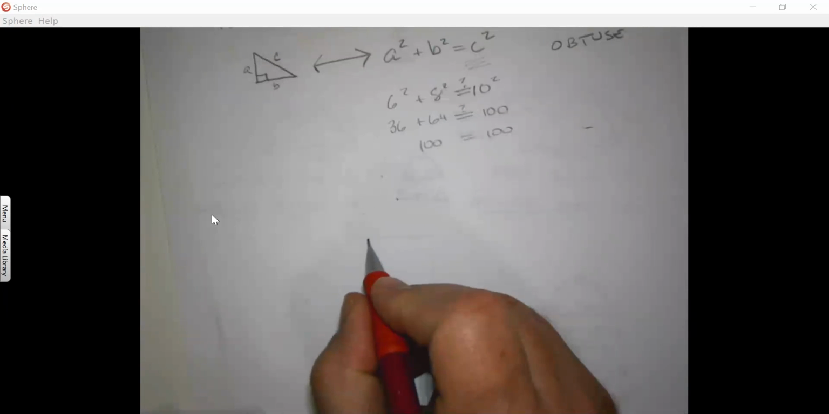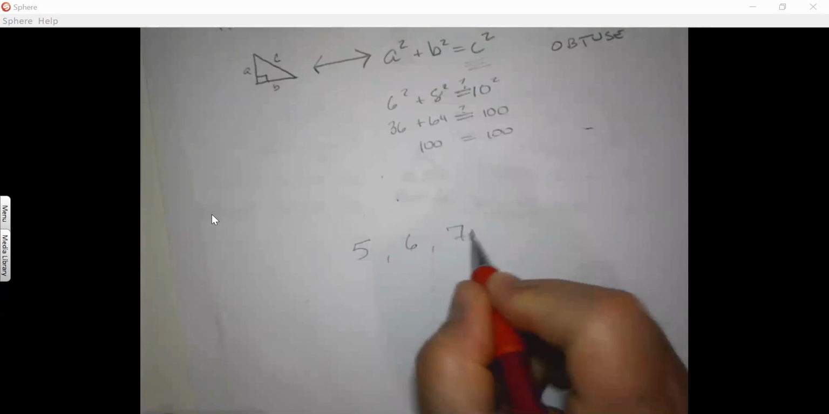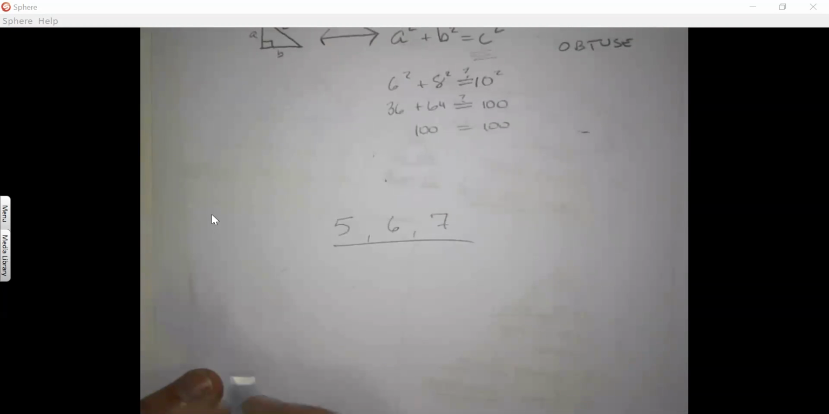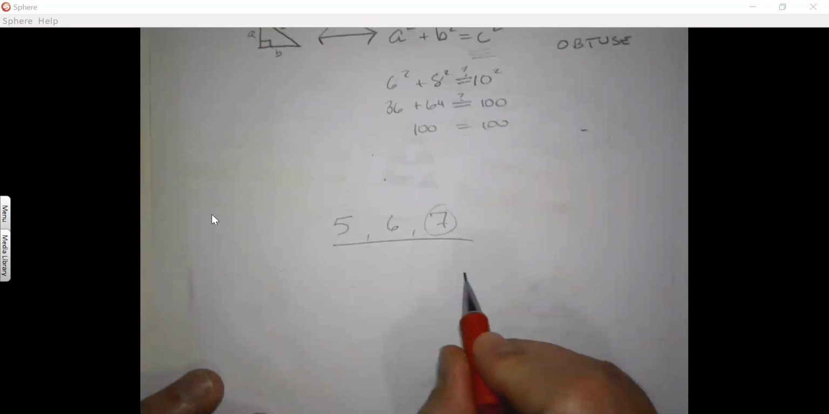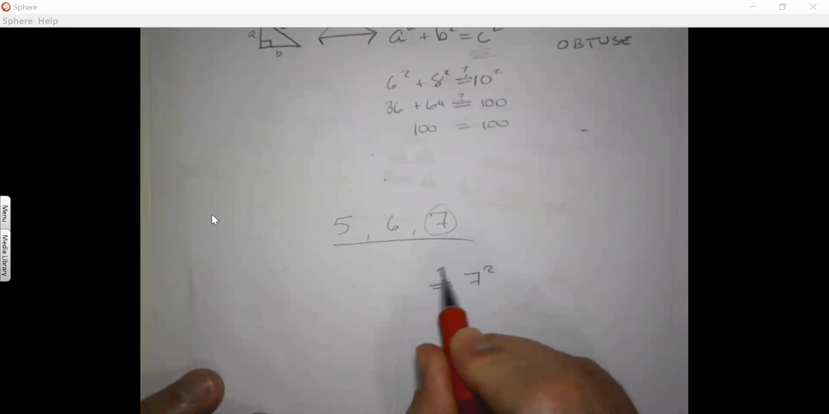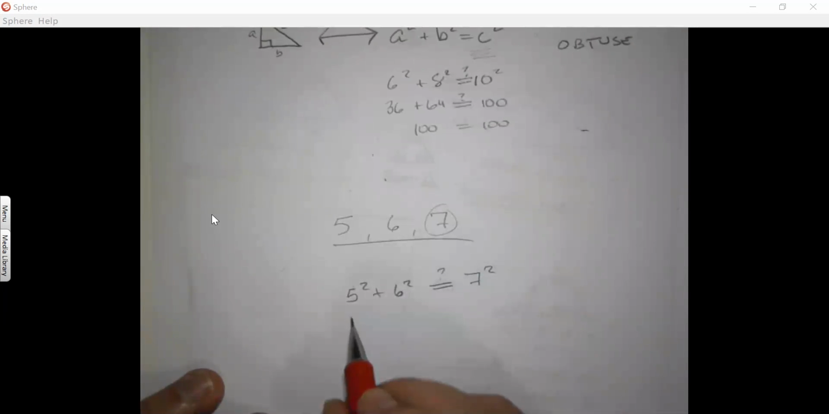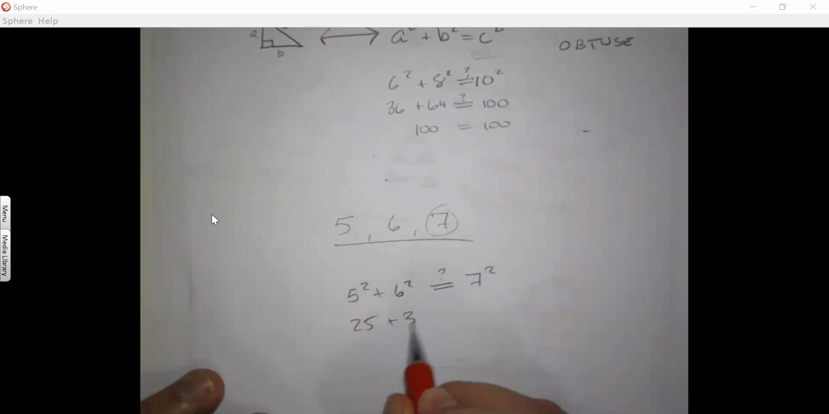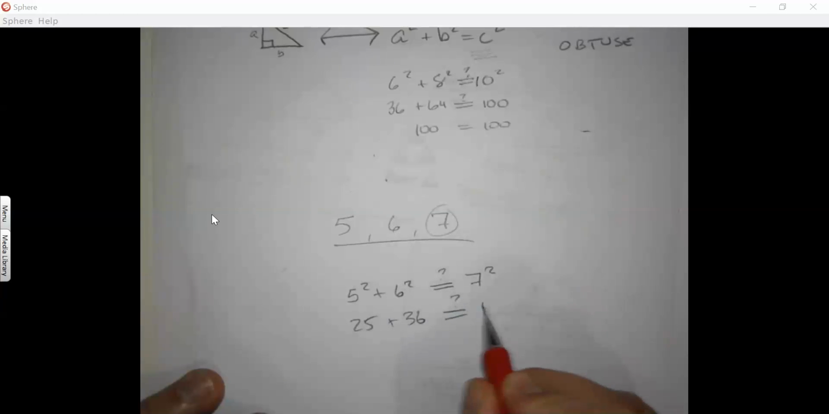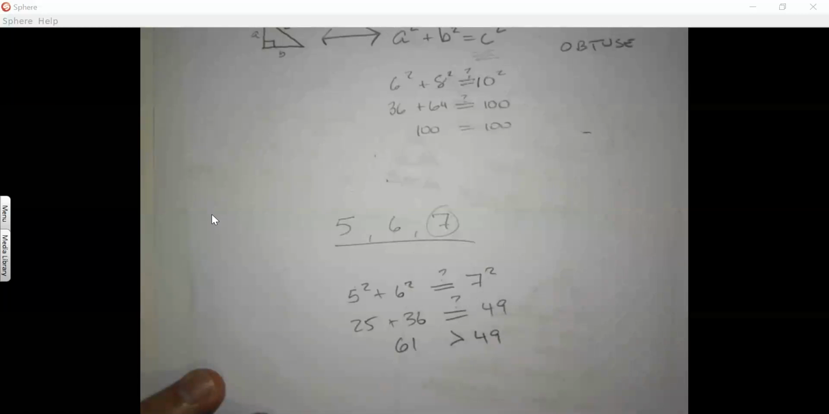Now let's try another one. Let's try 5, 6, and 7. These are the three sides. And if I want to plug them into the Pythagorean theorem, I'm going to choose the biggest one to be C. And I want to find out if 5 squared plus 6 squared equals 7 squared. Okay, so this is 25 plus 36 is supposed to be equal to 49. 61, nope, that's not equal to 49. It's actually greater than 49.